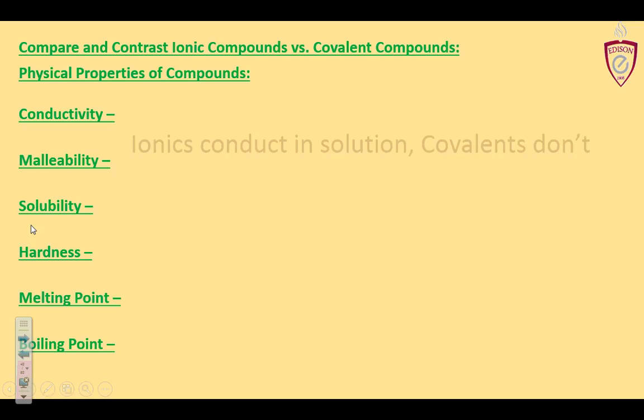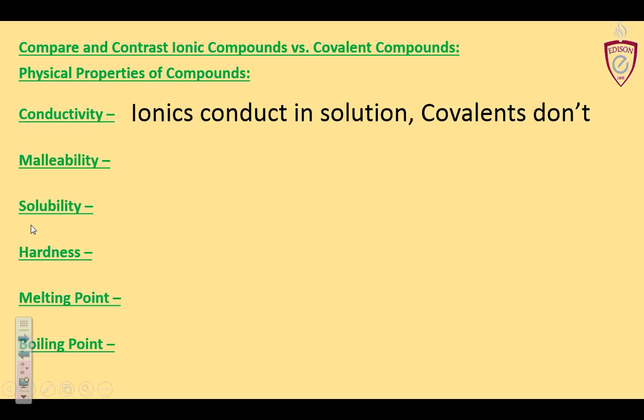So physical properties. These are the 6 that we like to talk about. Conductivity. Number 1 important, because this tells you the difference between ionic and covalent. The heartbeat. Ionics conduct in solution and covalents do not. And we're talking about conducting electricity because the ions, once they're in solution, can move around, and electricity is about moving electrons, so it's kind of like a cascade effect.